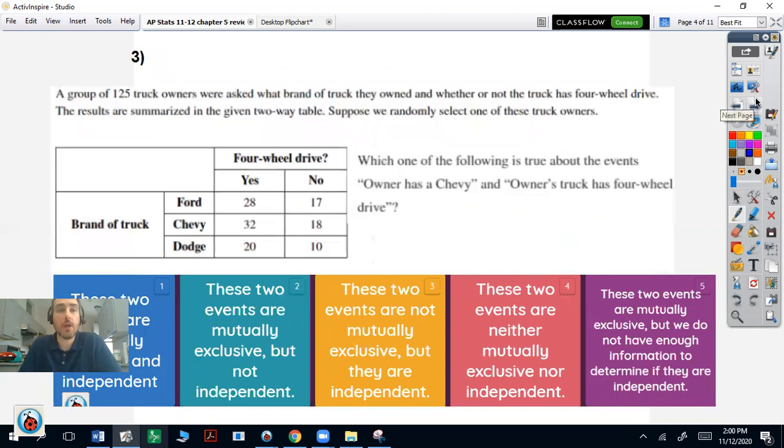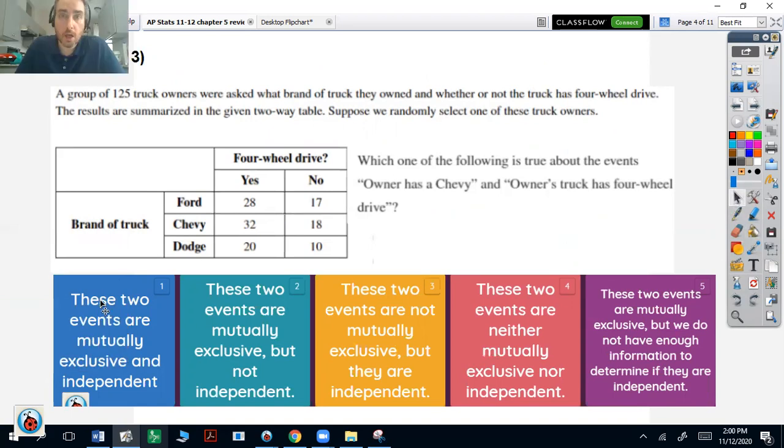Question 3. A group of 125 truck owners were asked, same scenario. So let me skip to this part here. Which of the following is true about the events: owner has a Chevy and owner's truck has four-wheel drive? The two events are mutually exclusive and independent. To test for mutually exclusive, we just have to look for overlap. If it's got overlap, they're not mutually exclusive.